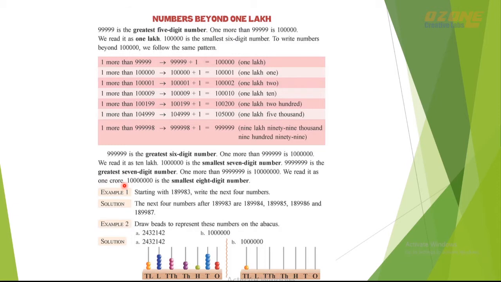Now, example. Same pattern, only the number of digits is a little higher. Starting from 1,89,983, write the next 4 numbers. If you add one more to the given number, we'll get the next numbers. Draw beads to represent these numbers on the abacus. Numbers are given, we need to draw the beads. Wherever 0 comes, no need to draw anything.